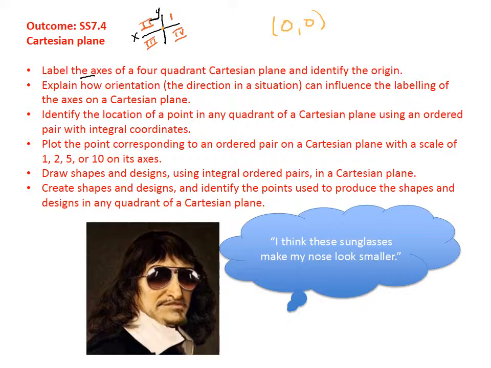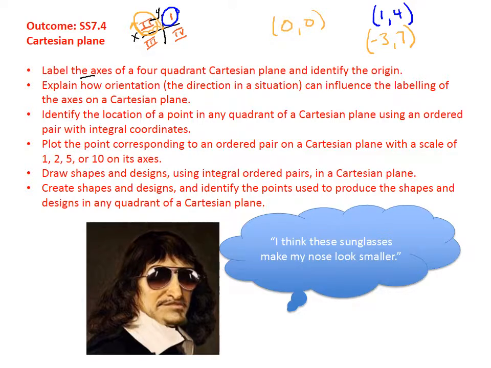So quadrant 1 is always positive numbers. Both numbers will be positive. So 1, 4. That would land you in quadrant 1. Quadrant 2, your X value is negative and your Y value is positive because you're going to go backwards down the X-axis and then up the Y-axis. So for example, -3, 7. That would land you in quadrant 2.